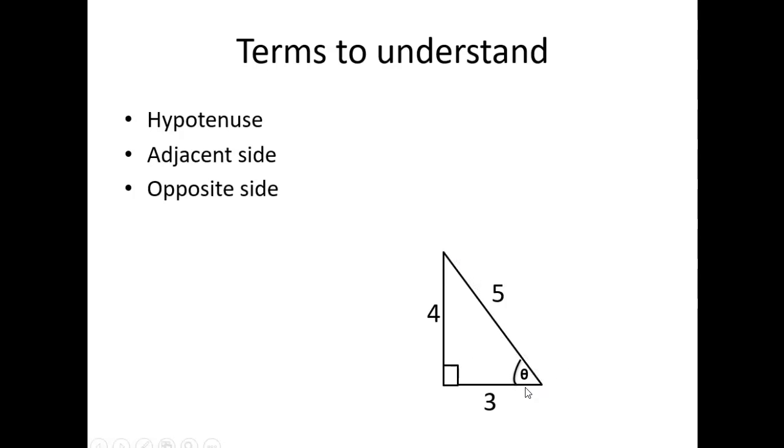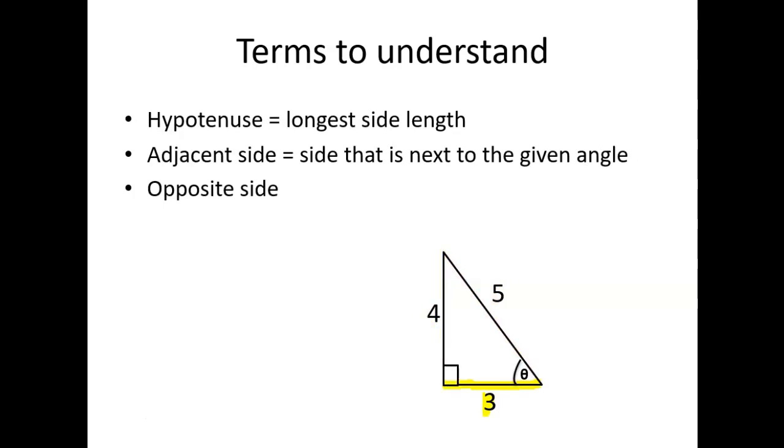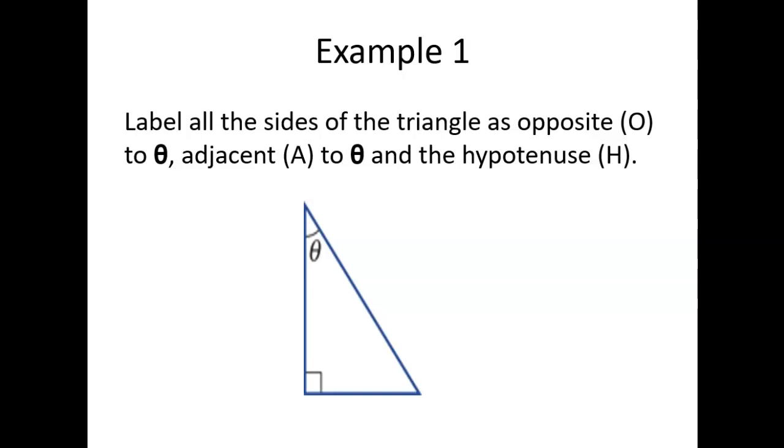The adjacent is the side adjacent to the angle. So I like to remember that A is for angle, A for adjacent side, and then the opposite is the side opposite your angle. So hypotenuse is your longest side length. Let's go back. So there you go, highlighted in yellow. Adjacent side is the side that is next to the given angle. So as I said, A, and your opposite side is the side that is opposite the angle. Okay, good to know. So put that into your reference.